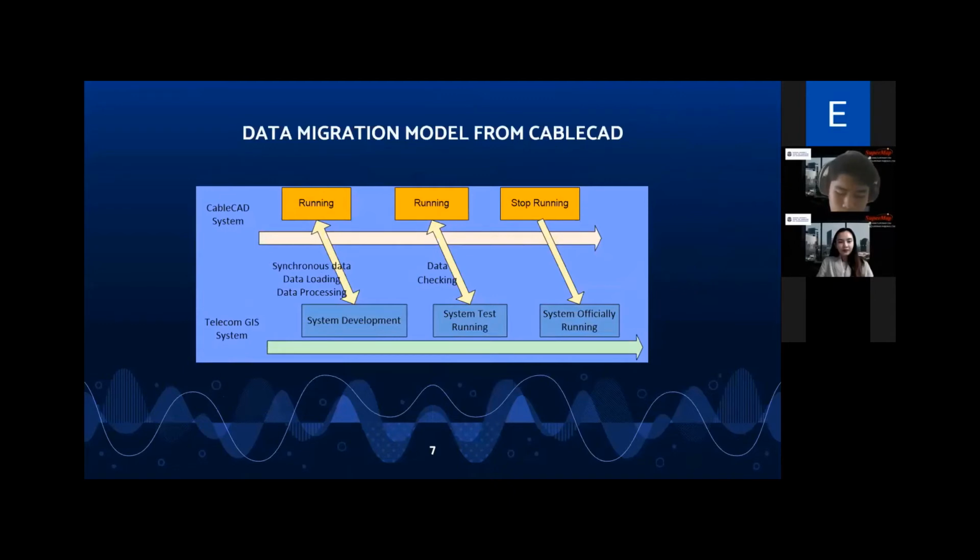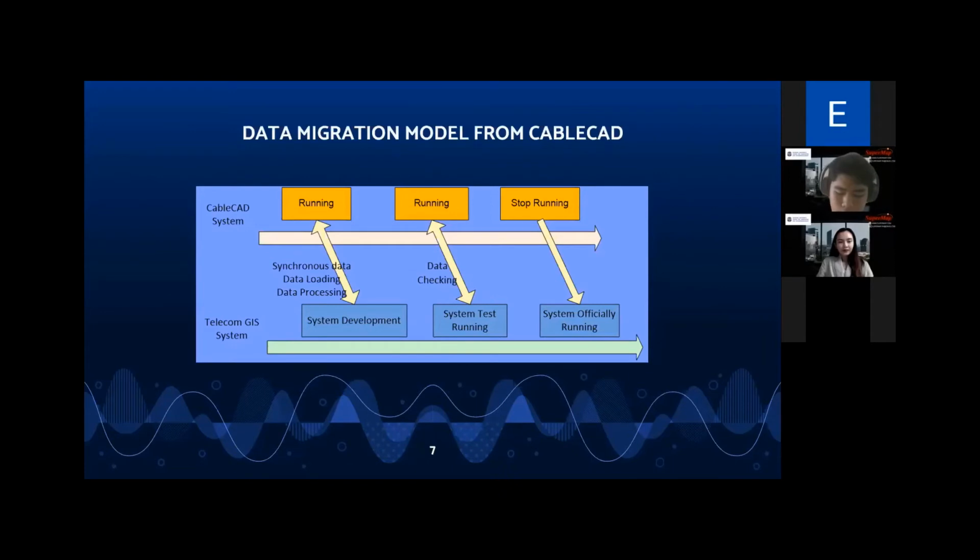So, as with the integration of any new technology, data migration from a current platform to the next is important. Before GIS, a platform called CableCAD was popularly used in the telecommunications industry. This diagram shows a schematic representation of the data migration from CableCAD to GIS.